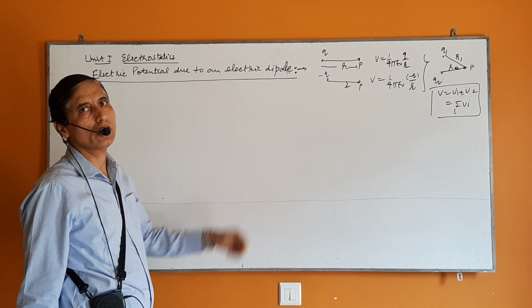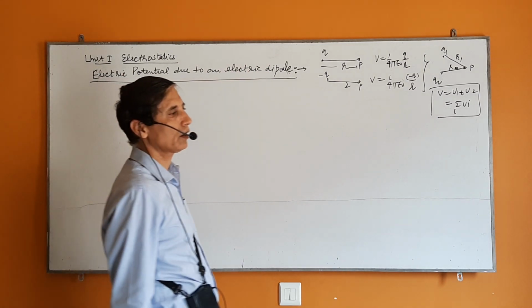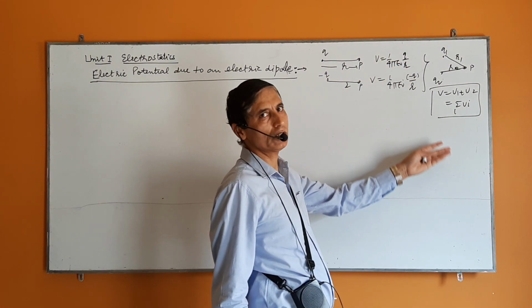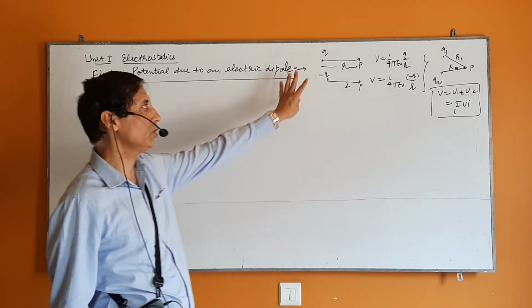The same thing we do in case of electric field, but there we use the vector sum, because electric field is a vector quantity. Now in case of potential, we take the algebraic sum. So earlier we have studied all these things.